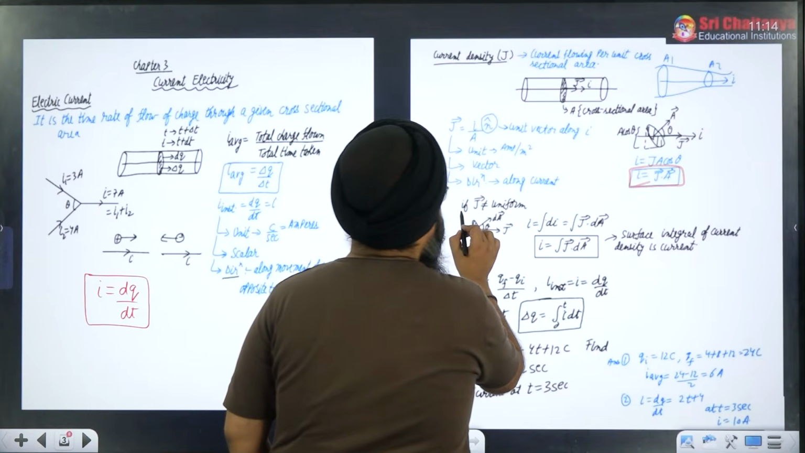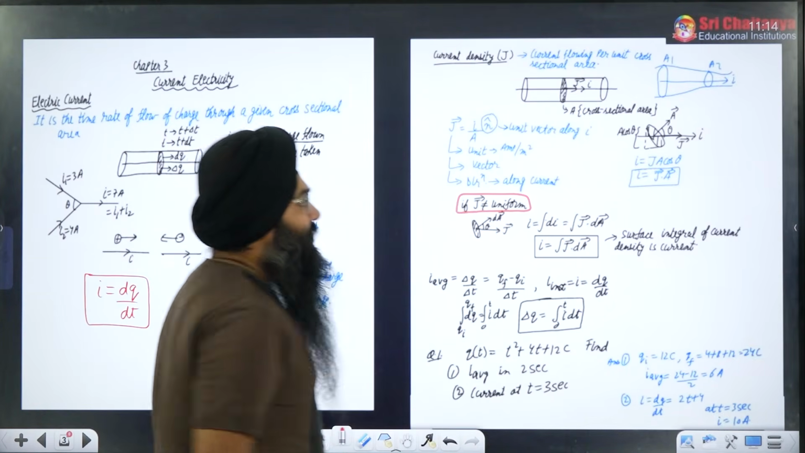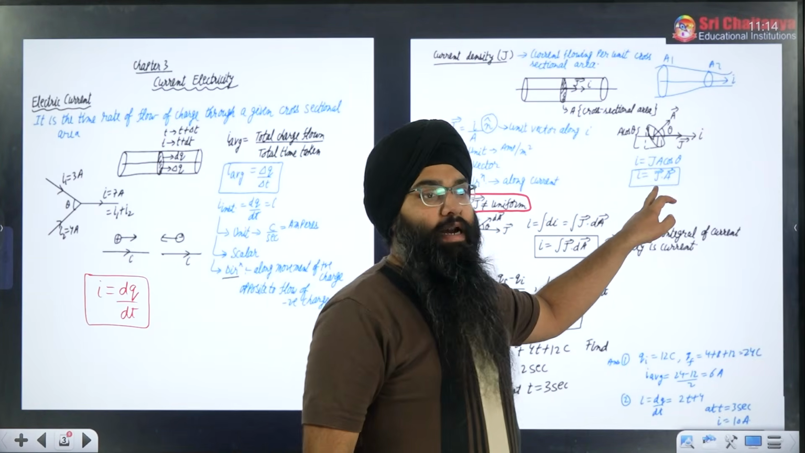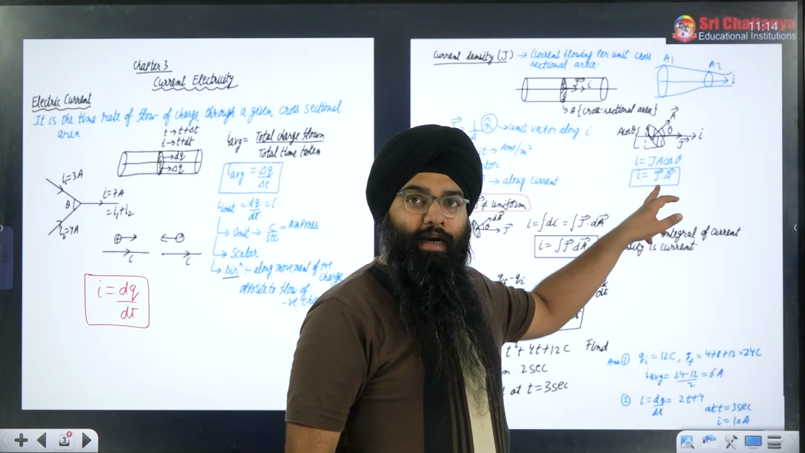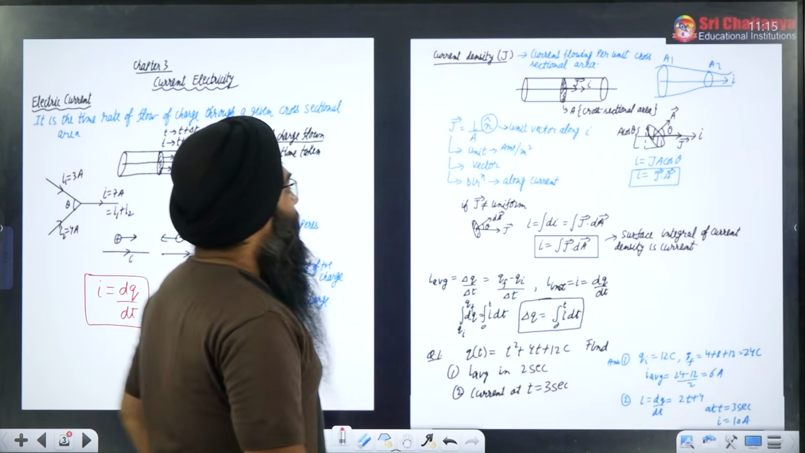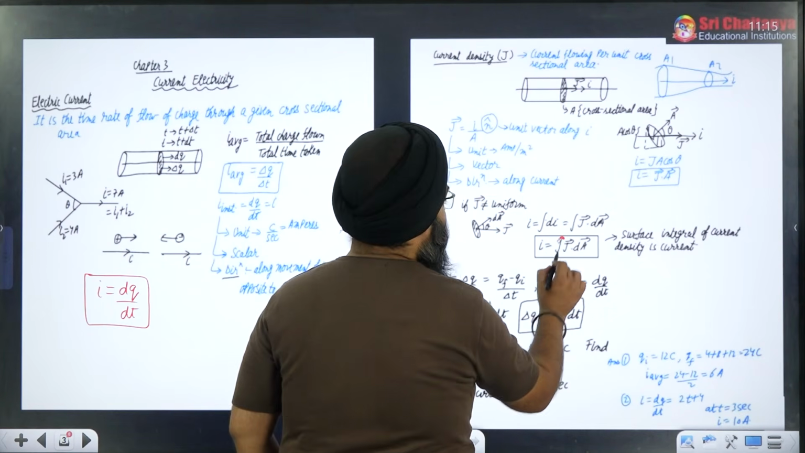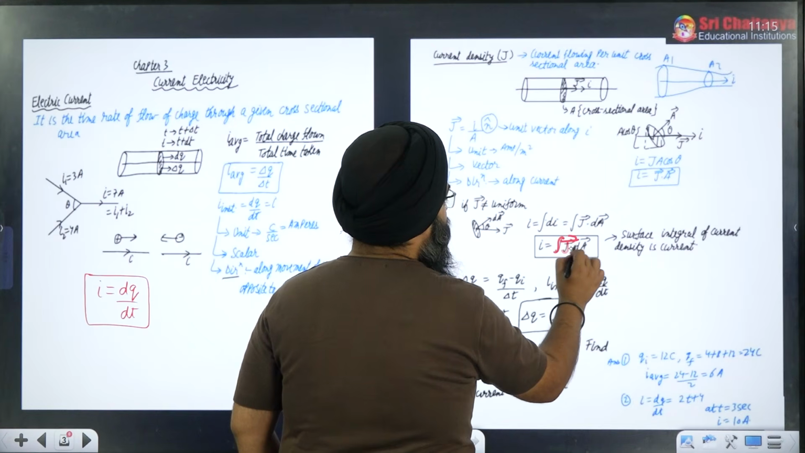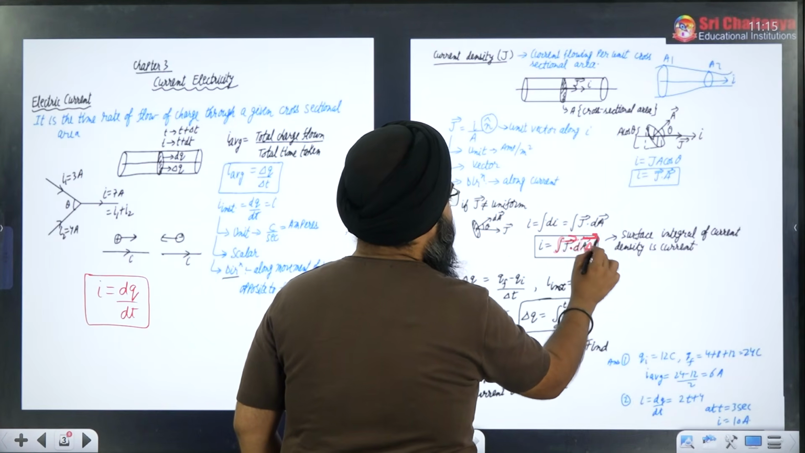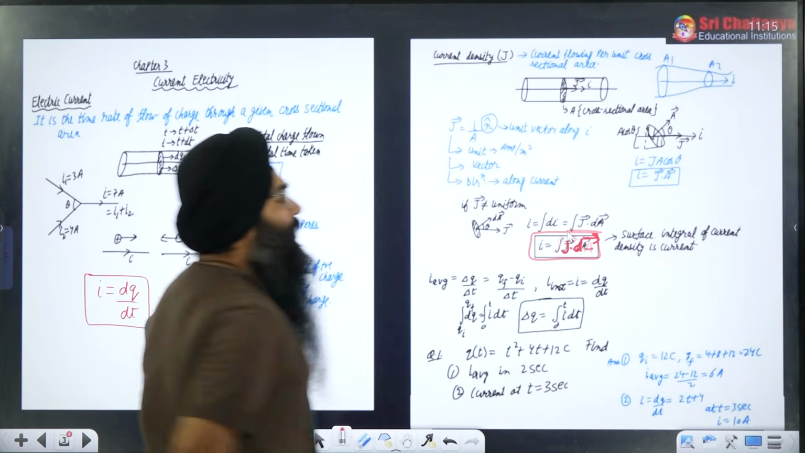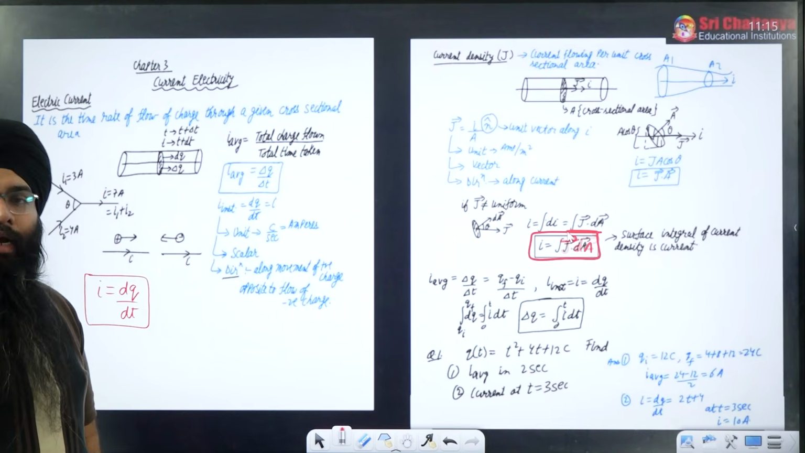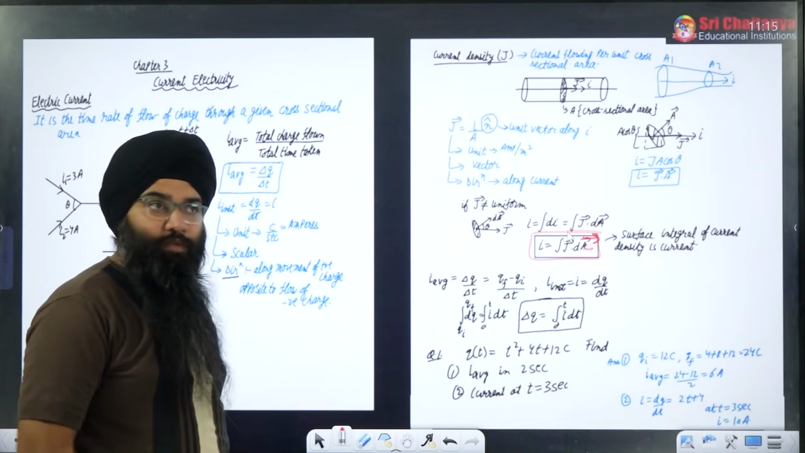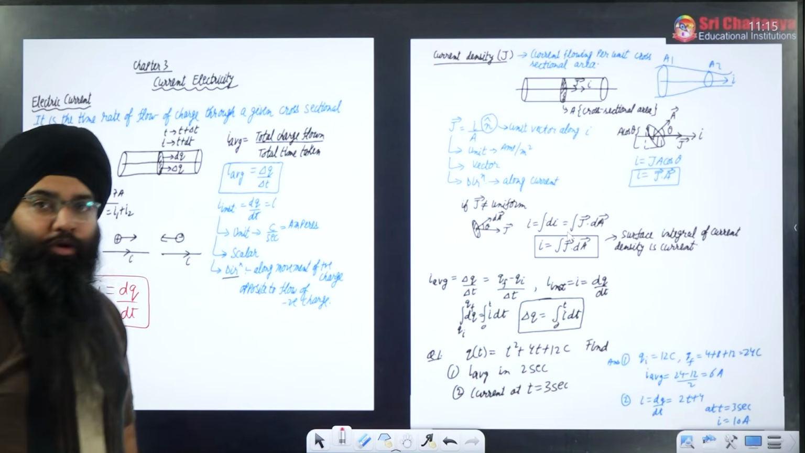One more thing: this formula you can only apply when the current density is uniform. If the current density is not uniform, then the current can be written as the integration of J vector dot dA vector. You have to integrate it over the surface, and this will give you the value of current through that particular area of cross section. I hope this concept is clear to you.